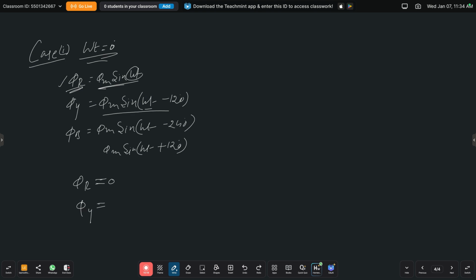If you substitute omega t as 0 here, we will get φy equal to minus root 3 by 2 into φm. In the same way, φb will be plus root 3 by 2 into φm. Substituting omega t equal to 0 in these equations, one is positive, one is negative, and one is 0. So φr is equal to 0, φy is equal to minus root 3 by 2 φm, and φb is equal to plus root 3 by 2 into φm. These are the flux values.